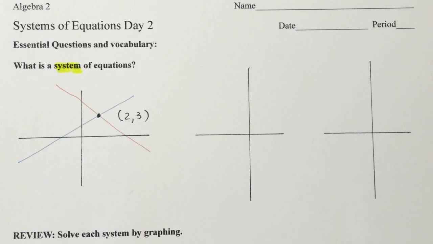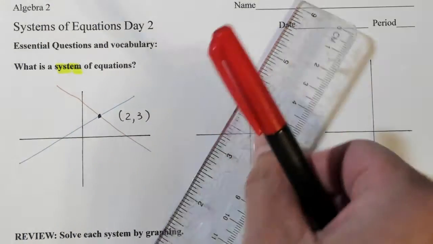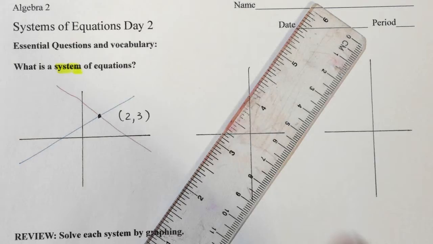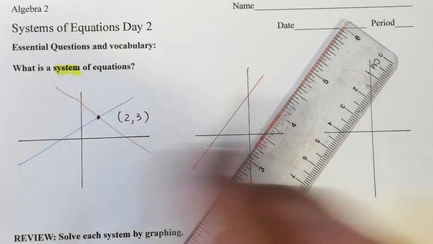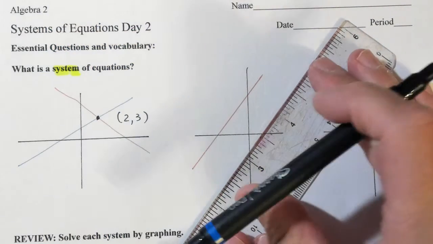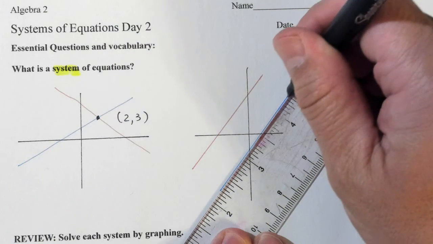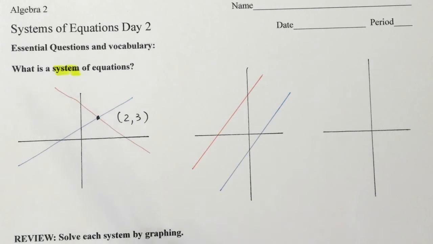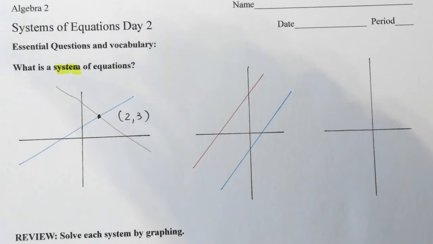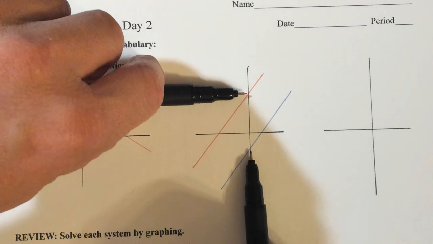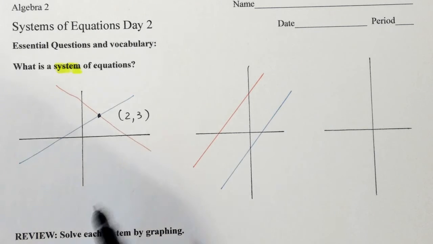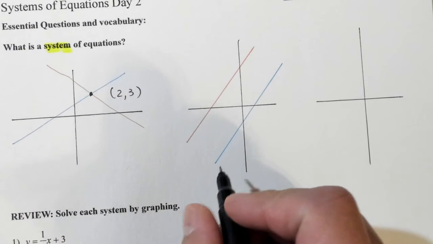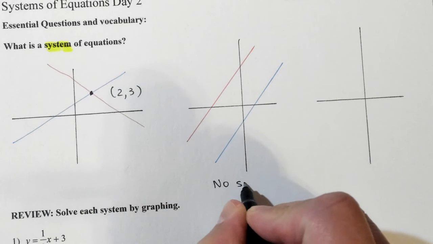But every once in a while, you get two lines that never cross. Like this one and that one. Voila. And the reason they don't cross, obviously, is they're parallel, which means they have the same slope, and they have different y-intercepts. So same slope, different y-intercepts. And in this situation, if they don't cross, what you're going to write is no solution.